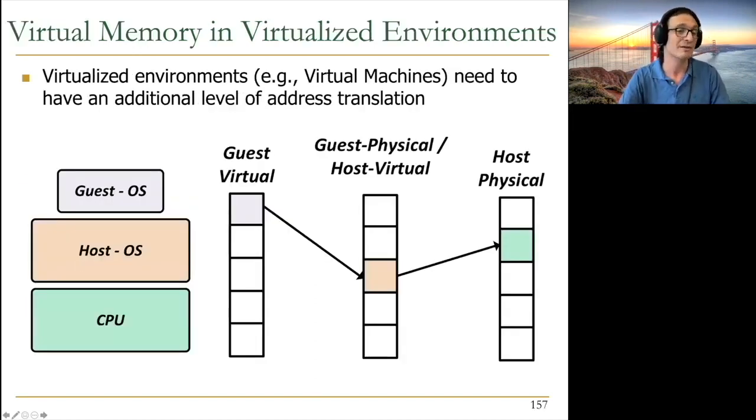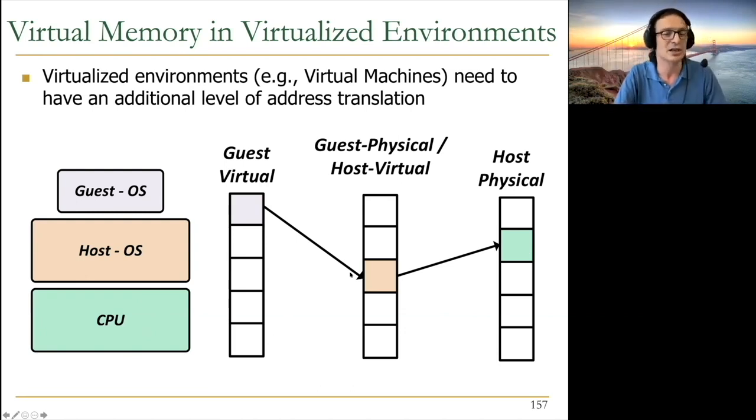But I will show you the one picture over here, which is the virtualized system. You may have a virtual machine, for example, like VMware. You may have a guest OS running on a host OS, running on the physical CPU. And this virtualized environment needs to have an additional level of address translation from the guest OS virtual address to the host OS virtual address. And then the host OS virtual address needs to be translated to the CPU physical address, essentially. And that requires another layer of translation, if you will.